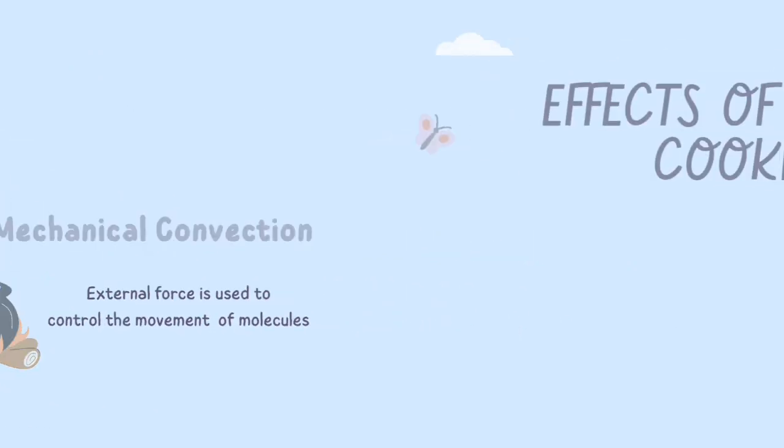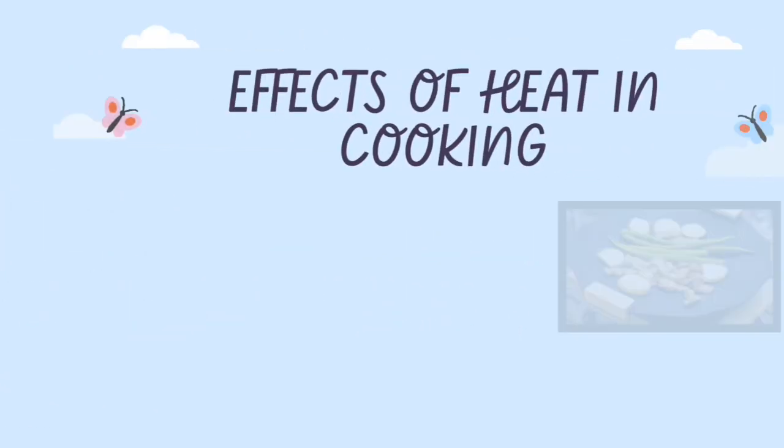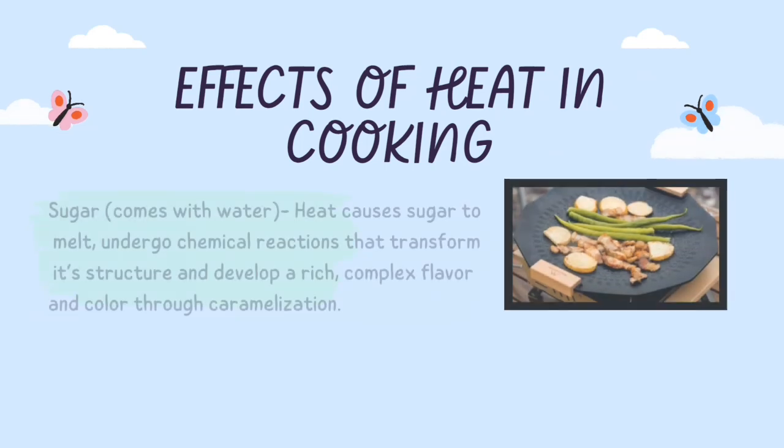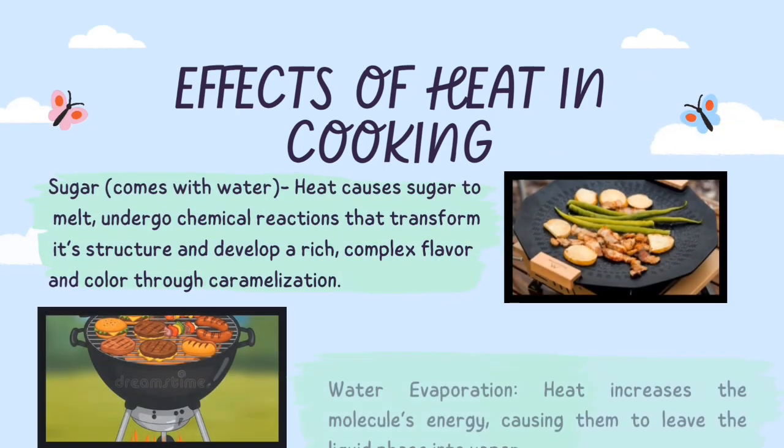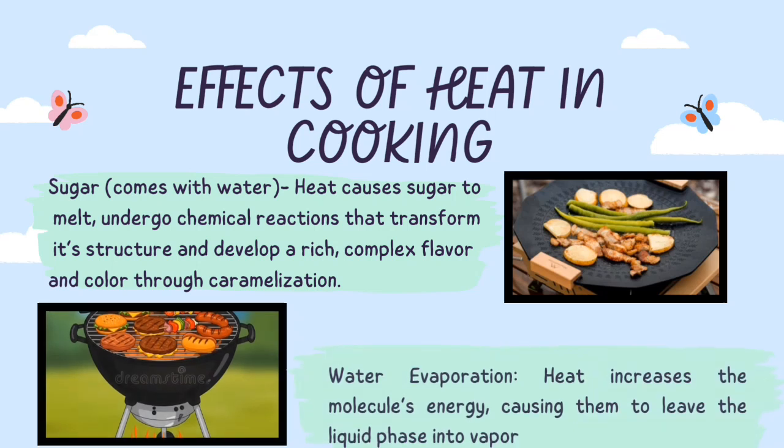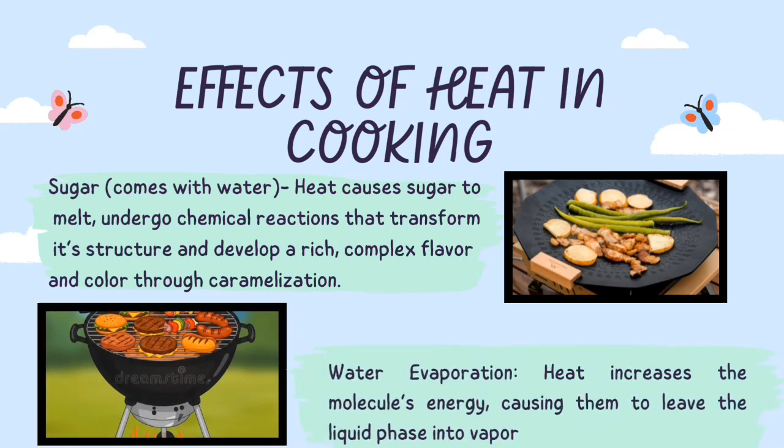Next is the effects of convection in cooking. So heat affects foods in different ways. One effect is sugar caramelization. When sugar is heated, it melts and changes through a chemical reaction. This gives the food a rich taste and brown color. Another effect is water evaporation. Heat makes the water molecules in food move faster, turning water into steam. This helps cook the food and changes its texture.